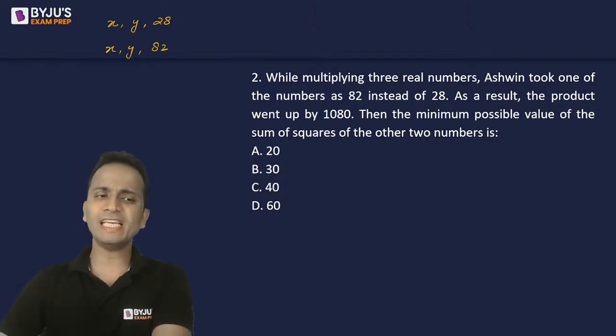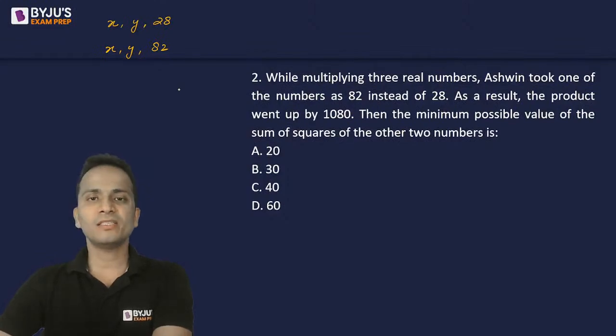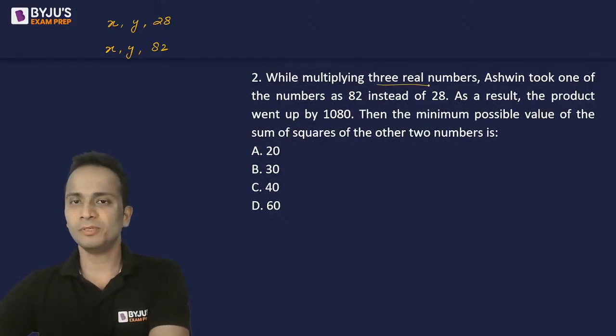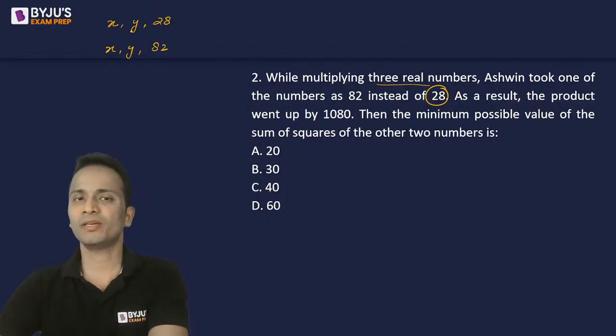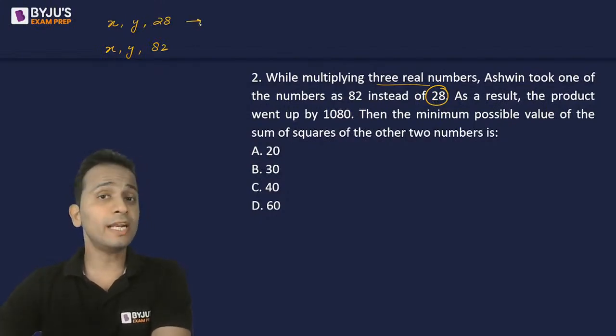Okay, let's begin with the initial part of this question. Now, Ashwin has to calculate the product of three real numbers. One of the numbers is 28. I'm assuming the other two numbers as x and y. So the correct value of the product that we should get is 28 into xy.